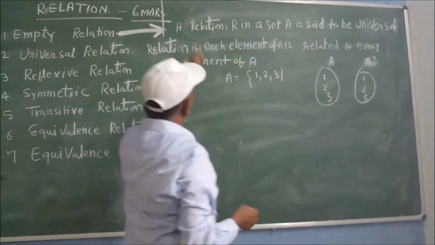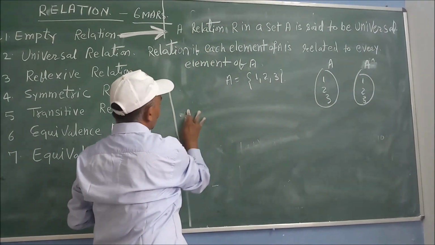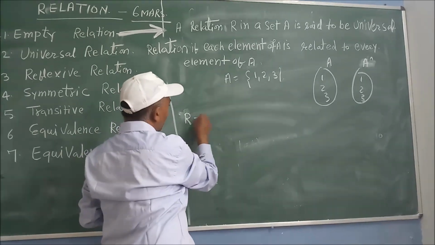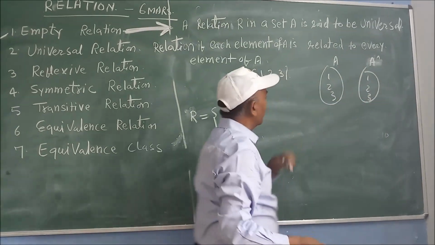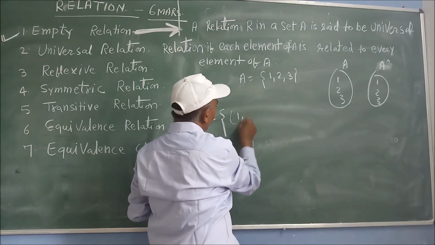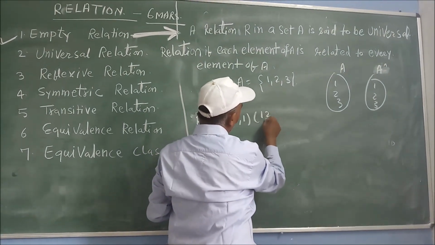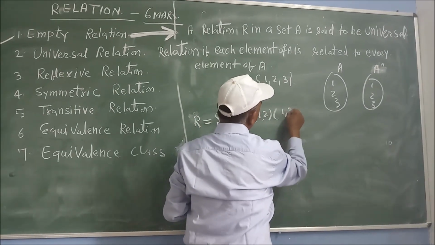Then we will get the universal relation. So suppose here is a relation R. So we can write 1,1; 1,2; 1,3.